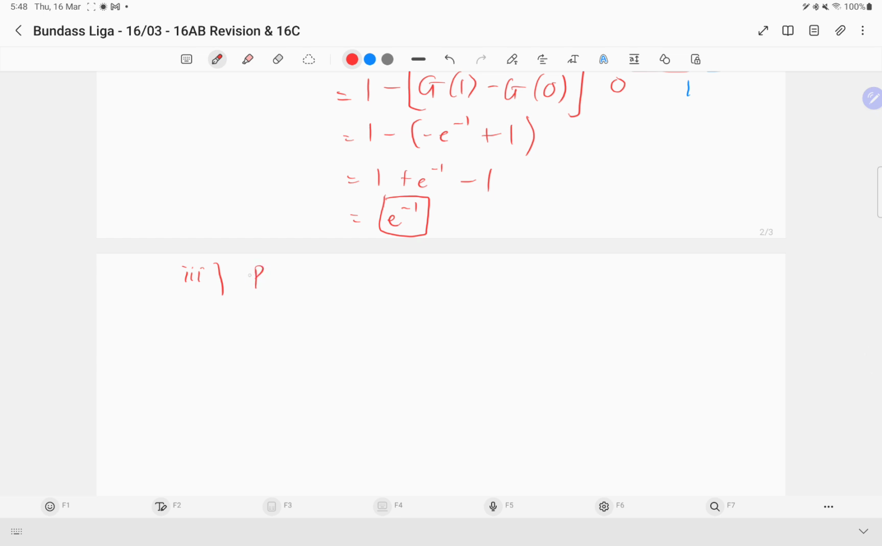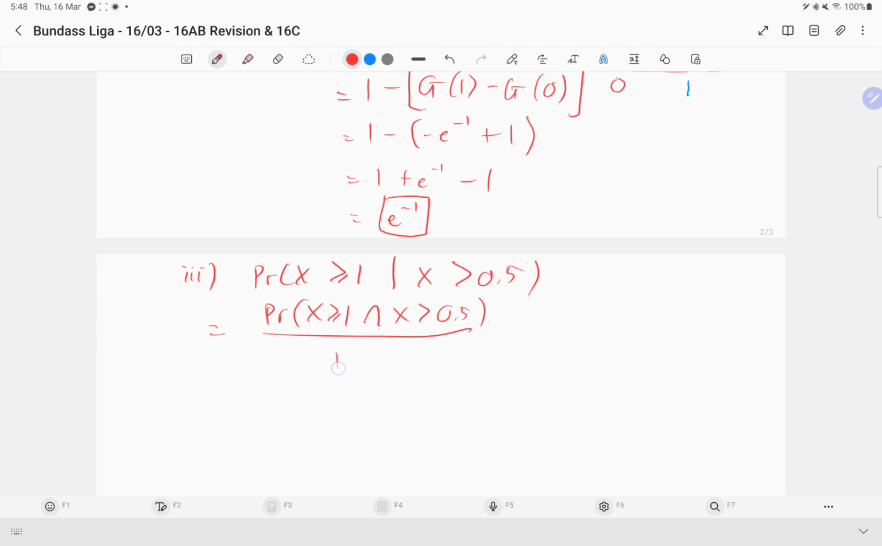17.3, so probability of x more than or equals to 1, given that x is more than 0.5. Okay, using the rule, that would be probability of x is more than or equals to 1 and x is more than 0.5, over probability of x is more than 0.5. Okay, it's just conditional probability rule.